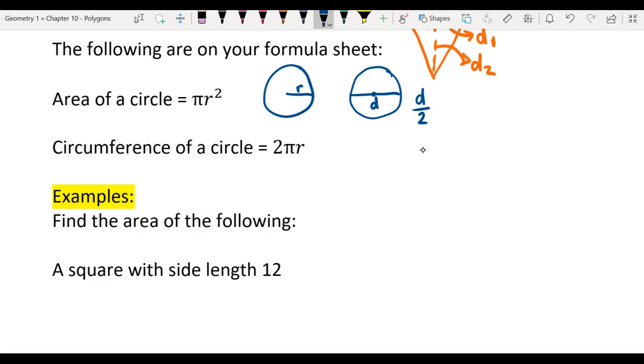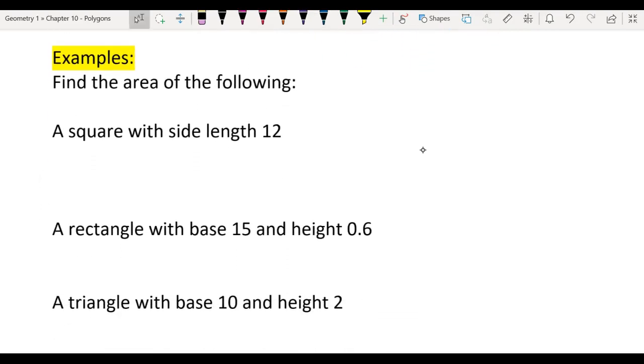All right. So find the area of the following. We have a square with side length 12. So if we have a square, what's our base and our height?